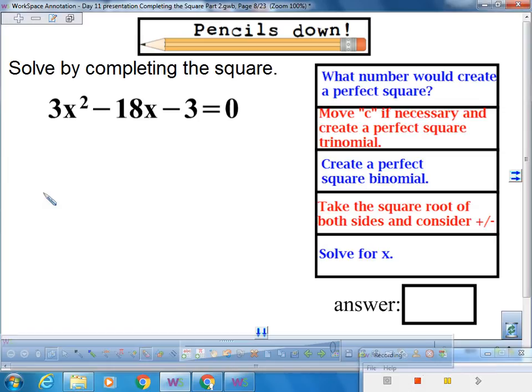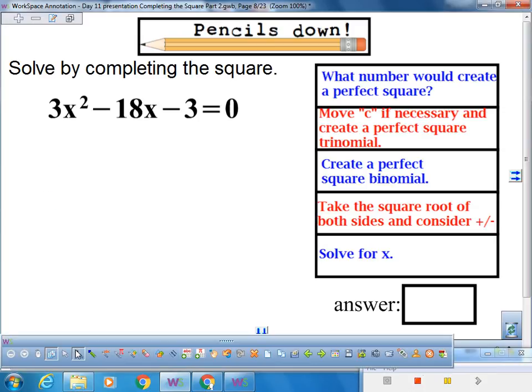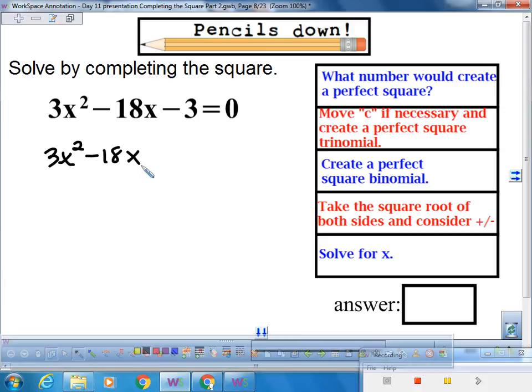I need to move it. That's the first thing I'm going to do. So I have 3x squared. You don't want to pull out the 3, even though there's a 3 in there, you're going to screw yourself up if you do that. So you just need to move it completely. So I have 3x squared minus 18x equals 3. Is that fair? Now we can work with this.